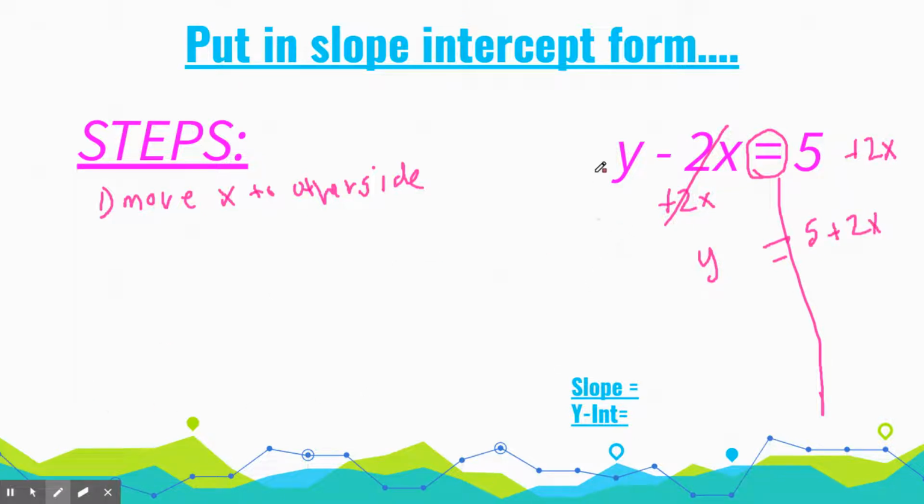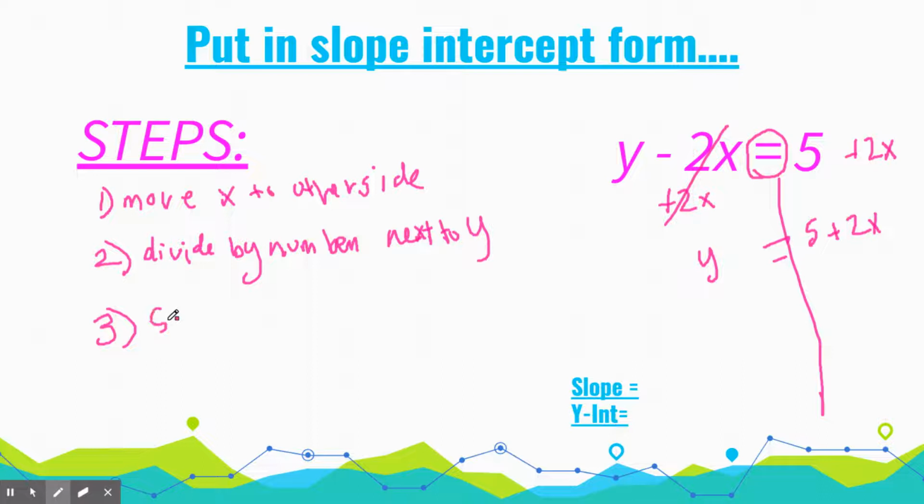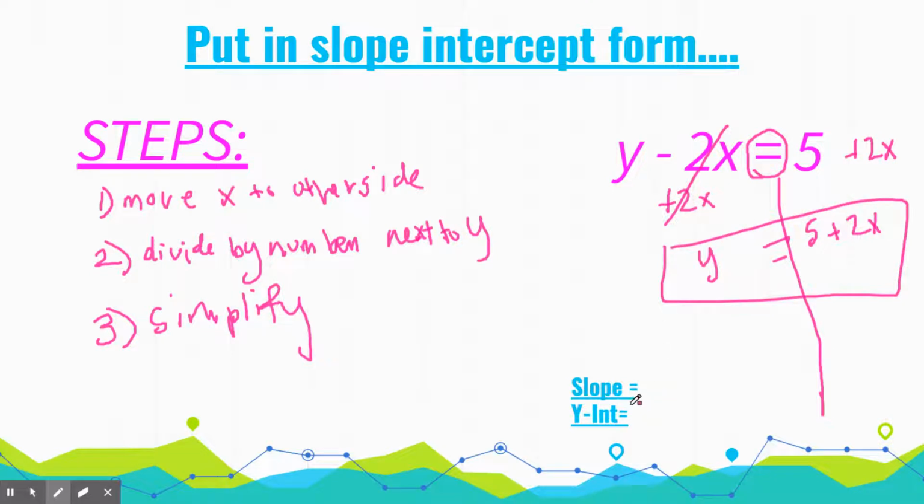Our next step would be to get rid of anything next to the y. So divide by the number next to the y. Do I have a number next to a y though in our equation? Nope, I don't, so I can go ahead and skip to the third step, which would be to simplify. I can't add 5 or 2x, so this is as simple as it gets. So I have y equals 5 plus 2x.